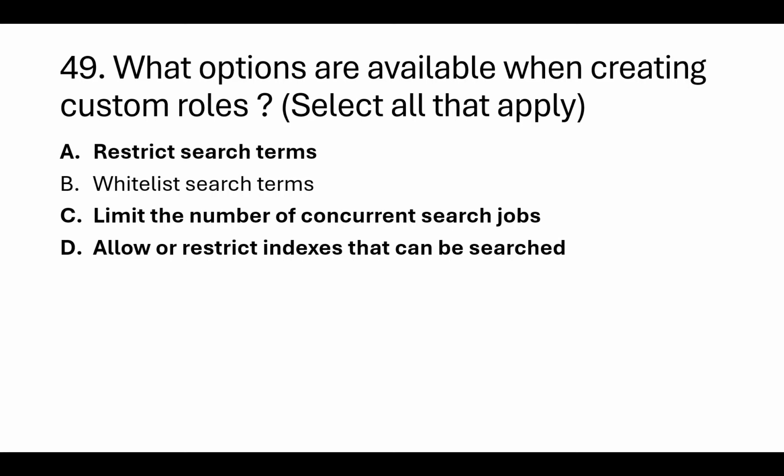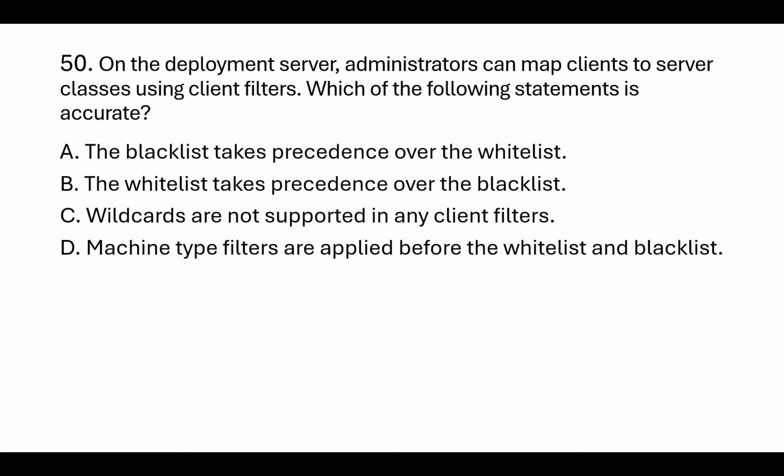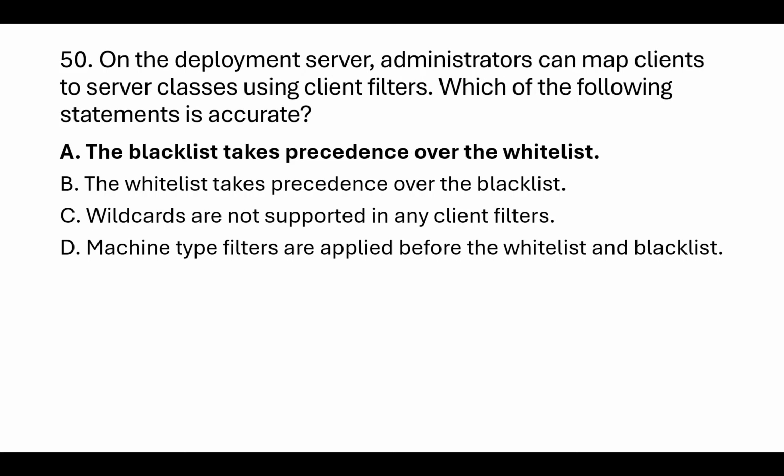And the last question for this part 2 is: on the deployment server, an administrator can map clients to server classes using client filters. Which of the following statements is accurate? The blacklist takes precedence over the whitelist. The whitelist takes precedence over the blacklist. Wildcards are not supported in any client filters. Machine type filters are applied before the whitelist and blacklist. And the answer is A, the blacklist takes precedence over the whitelist.